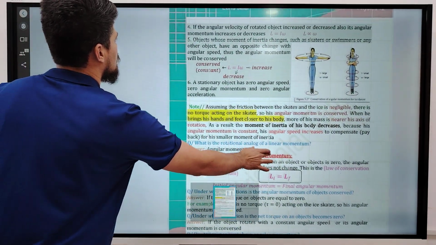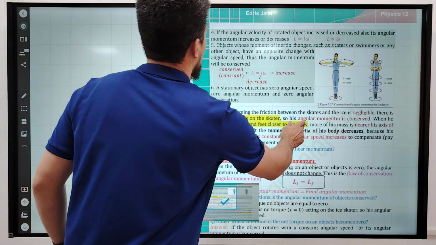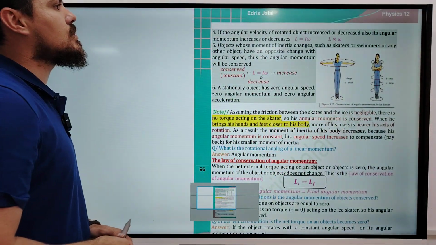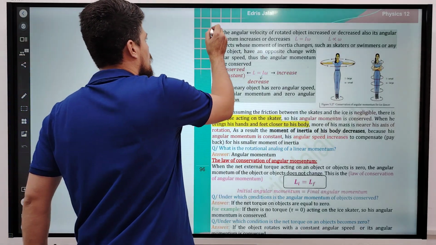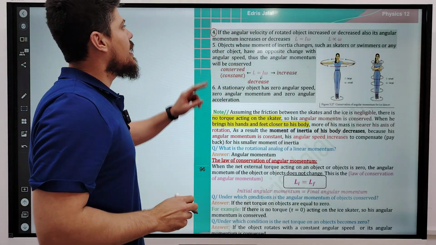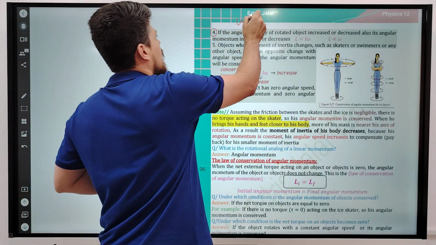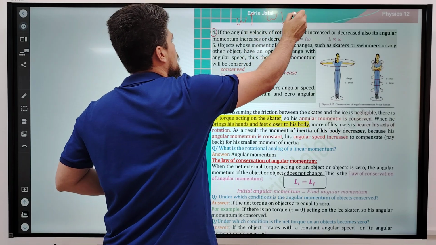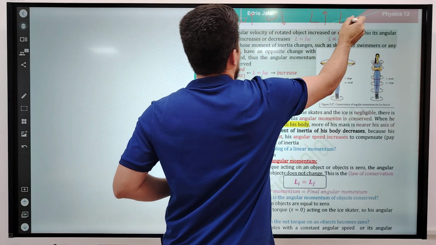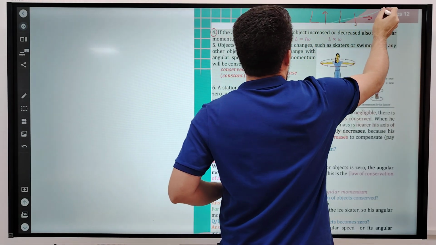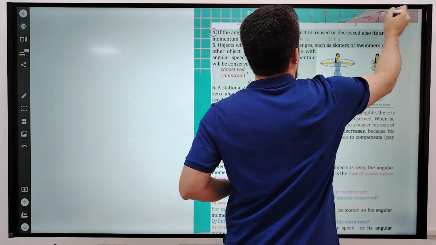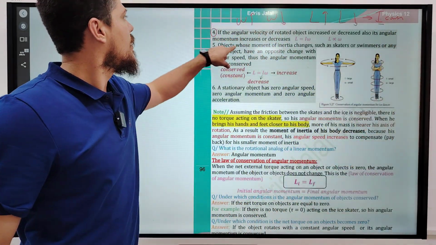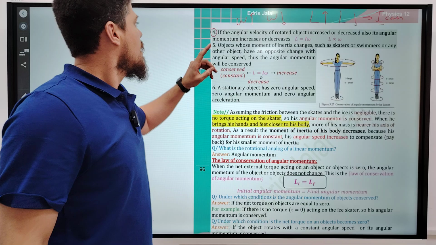Okay? Look at note number 4. If the angular velocity of a rotating object increases or decreases, this note is also related to note number 3. If the angular velocity omega increases or decreases, the angular momentum also increases or decreases, but at constant moment of inertia.